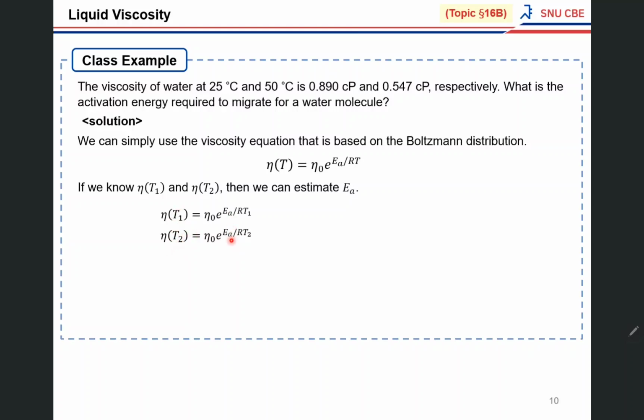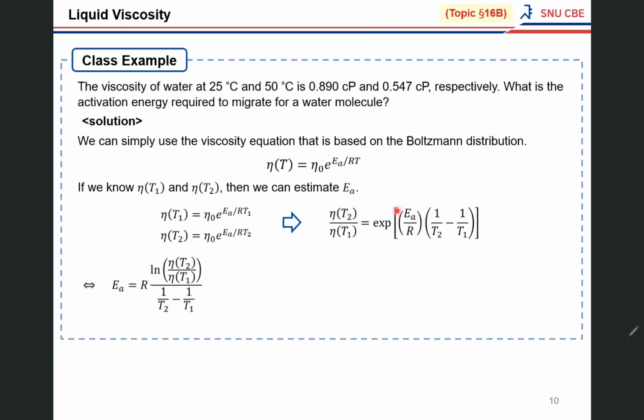Then basically we assume the activation energy is not a function of the temperature. Then we have these two equations, and we divide the second equation by the first equation. We can neglect the eta zero term, and finally we have the relation between the ratio of the viscosities and the difference between the inverse of the temperatures, so that we can find out the value of the activation energy.